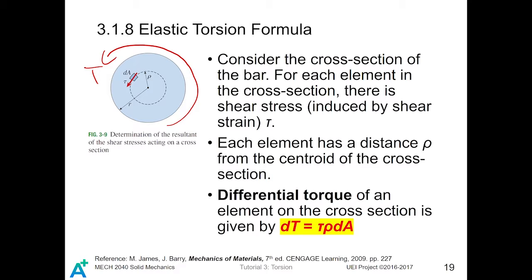Since for the entire chapter we are talking about there is a torque acting on the cross-section, therefore we also need to find the differential form of the torque such that we can sum up the torque for every differential area element on this surface.